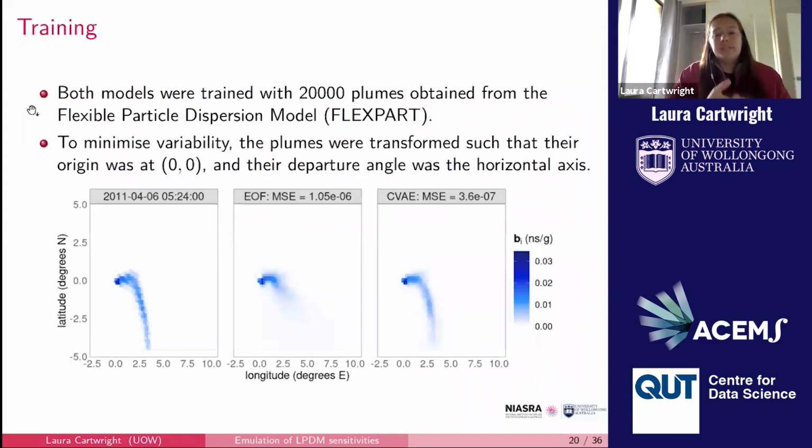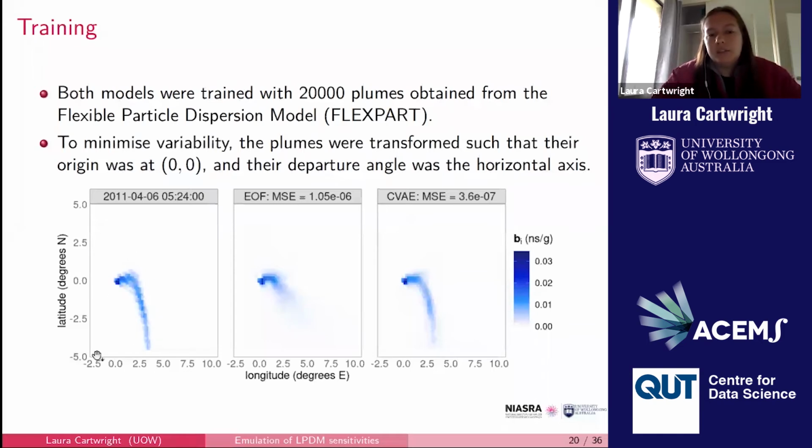Okay, so all we did to start with is we used both of our dimension reduction techniques, reduced the dimension down, and then we just tried to reconstruct the plumes that we already had. So we used 20,000 plumes obtained from an LPDM called the FLEXible PARTicle dispersion model, or FLEXPART. So we stuck them in, reduced the dimension down, and then tried to reproduce them, just to see what we were actually capable of doing before we try and do any emulation.